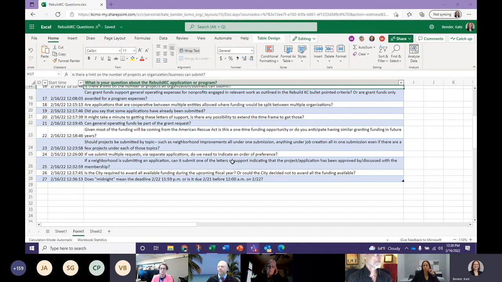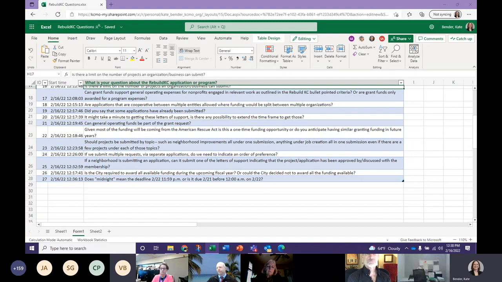Is the city required to award all available funding during the upcoming fiscal year? Or could the city decide not to award all of the funding available? Yes, the city certainly could decide that. It is our intention to award all the funding, though.